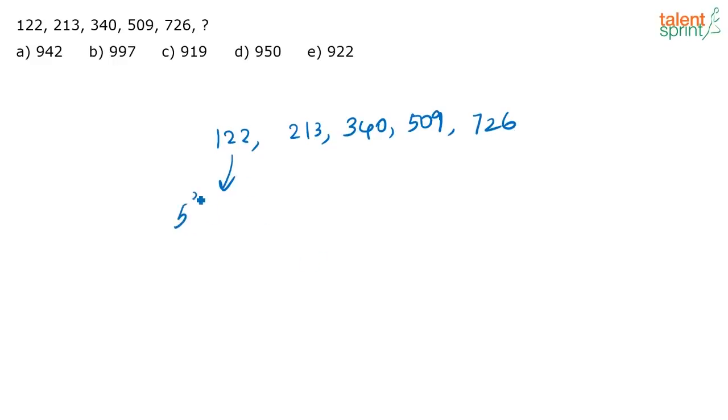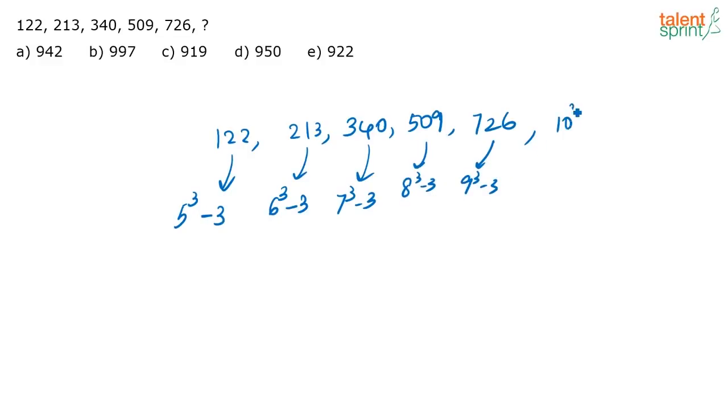See, what is 5 cube? 125. 125 minus 3 is 122. Similarly, what is 6 cube? 216. 216 minus 3 is 213. 7 cube minus 3, correct? 8 cube minus 3. So this is 9 cube minus 3. So the next one will be 10 cube minus 3, that is 1000 minus 3, 997. So the correct answer is option B. See, such questions, if you actually, we have solved now in the class. Now when you see similar questions, you will be able to identify the pattern faster.